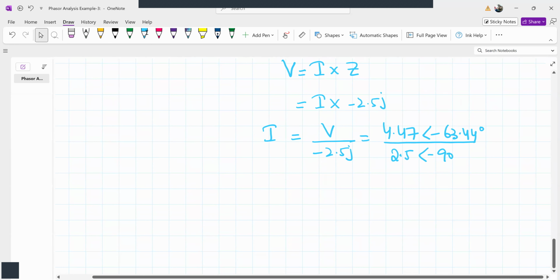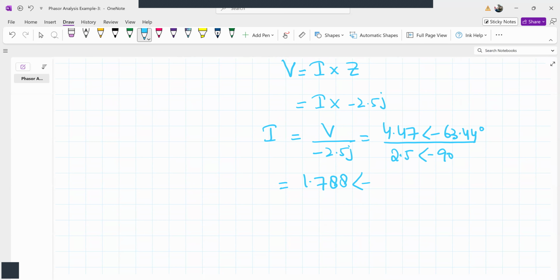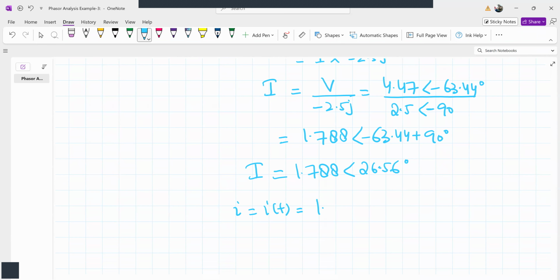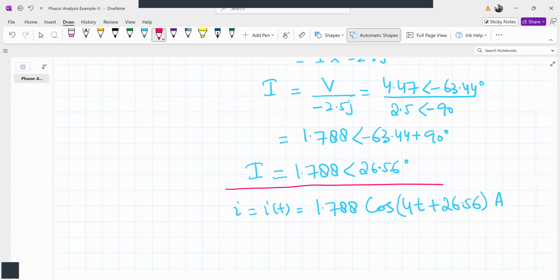Okay. If you simplify this, 4.47 divided by 2.5 comes out to be 1.788 at an angle of minus 63.44 plus 90. Why plus 90? Because it is minus in the denominator. So when it comes to the numerator side, it will be plus. So the I phasor will be simply equal to 1.788 at an angle of 26.56 degrees. So this is the I phasor. So we need to find i of t, which will be equal to amplitude 1.788. Since we started with cosine, frequency is 4t plus 26.56 amperes. This is the current flowing in this circuit.